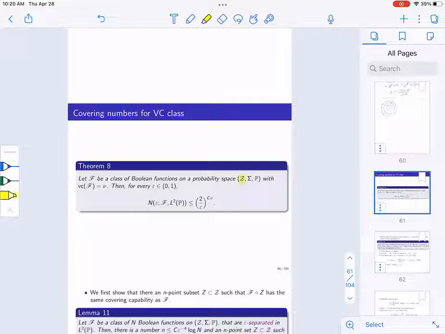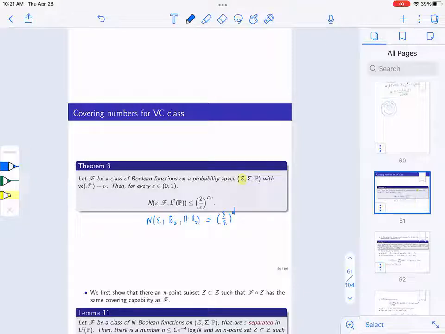Then for any epsilon between 0 and 1, the covering number of this Boolean function class in L2(P) is like this: 2 to the epsilon to the CV. If you compare with the estimate that we had for a ball, let's say an L2 ball, in the L2 norm, that was like 3 over epsilon to the D. So you can see that, up to a constant, this nu plays the role of d.